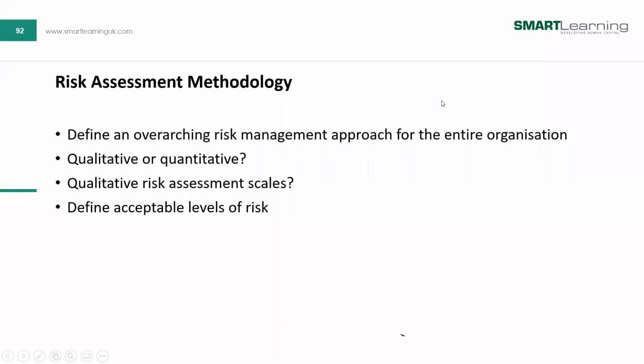So you need to define an overarching risk management approach. It has to be comprehensive. So first of all, you define it for the whole entire organization. It can be qualitative or quantitative, any methodology. Remember I said, whatever it is, it's for the organization to ensure it is repeatable and reproducible. That means it will always be consistent. The results will all be consistent.